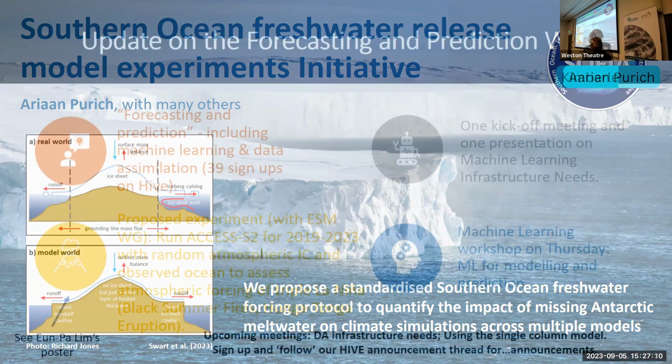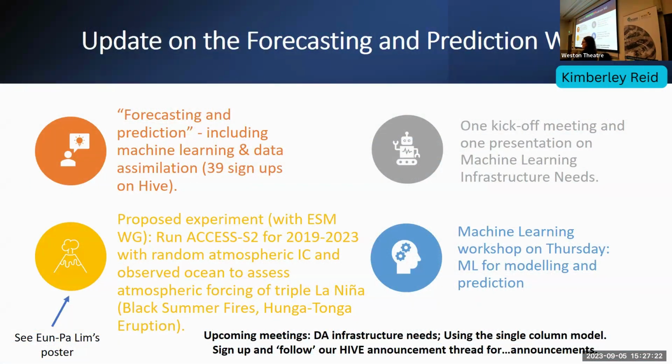Okay, thanks very much. Hi, I'm Kim Reid. I'm one of the co-chairs of the Forecasting and Prediction Working Group, along with Debbie Hudson and Nathan Eisenberg. We're a very new group, and we're a bit of a catch-all in that we let everyone join us. So we're forecasting and prediction, but we're also machine learning, data assimilation. Anyone who doesn't have a home can join us. We've had one kickoff meeting and one presentation on the machine learning infrastructure needs, and we also have a workshop on Thursday on machine learning for modelling and prediction.